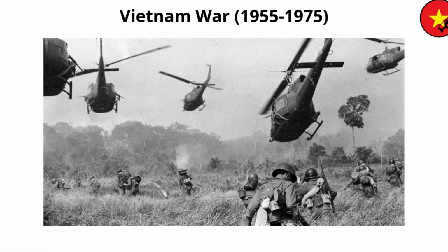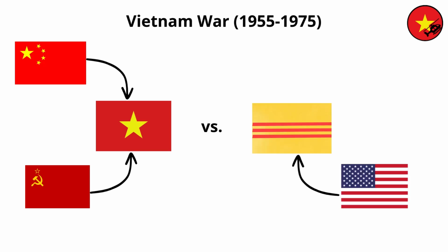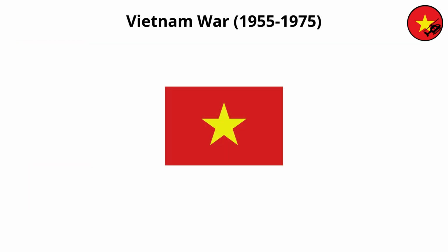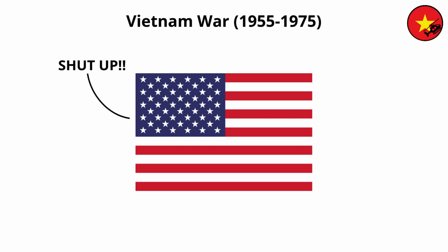Vietnam War. This war occurred between North Vietnam, supported by communist allies such as the Soviet Union and China, and South Vietnam, supported by the United States and other anti-communist countries. It stemmed from Vietnam's desire for independence from French colonial rule. The United States became involved to prevent the spread of communism, fearing the domino effect in Southeast Asia.